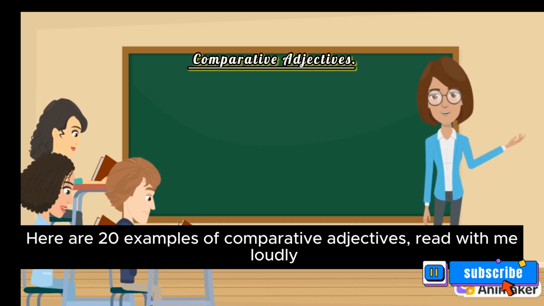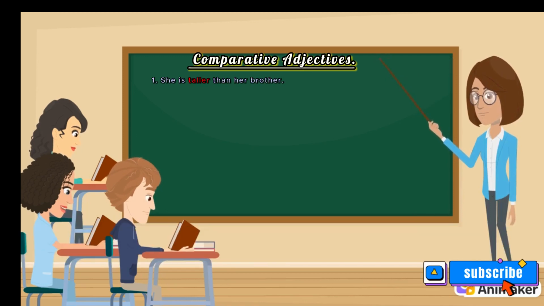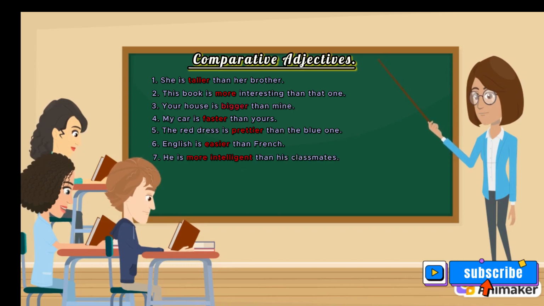Here are 20 examples of comparative adjectives. Read aloud with me. She is taller than her brother. This book is more interesting than that one. His house is bigger than mine. My car is faster than yours. The red dress is prettier than the blue one. English is easier than French. He is more intelligent than his classmates. This restaurant is better than the one we went to last week.